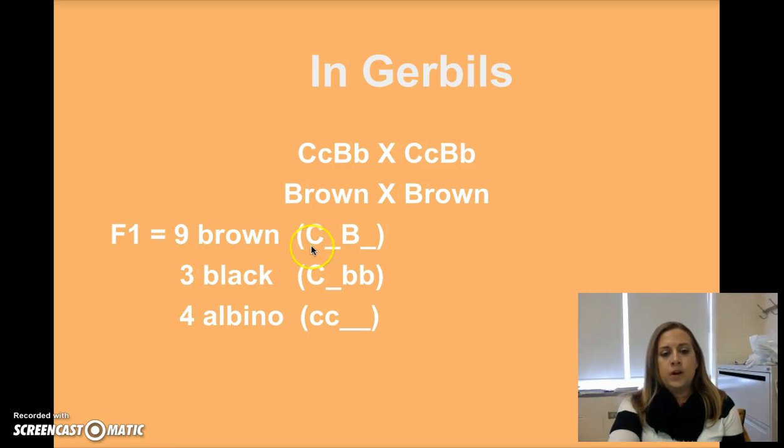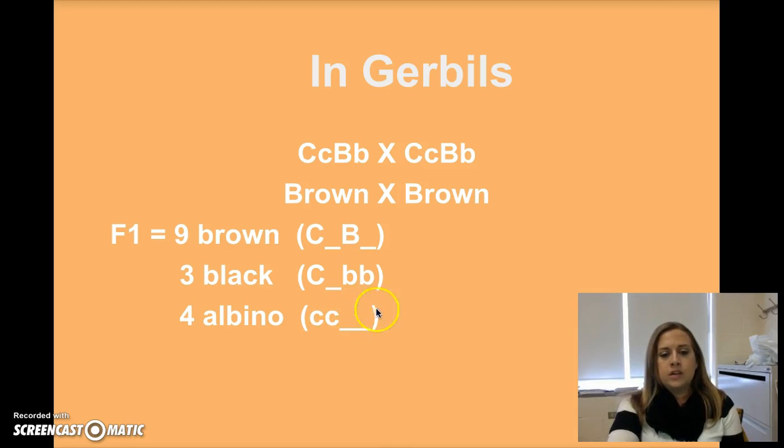So we have 9 that are brown because there are going to be 9 individuals that have the capital C and the capital B, meaning color in the fur, and that color is brown. We will have 3 that are black because they have a capital C, meaning that the fur will have color, but they are homozygous recessive, so they will be black. And then we have 4 that are going to be albino. And they will be albino because they inherited 2 recessive Cs, and so there is not going to be any fur color. They will be white.